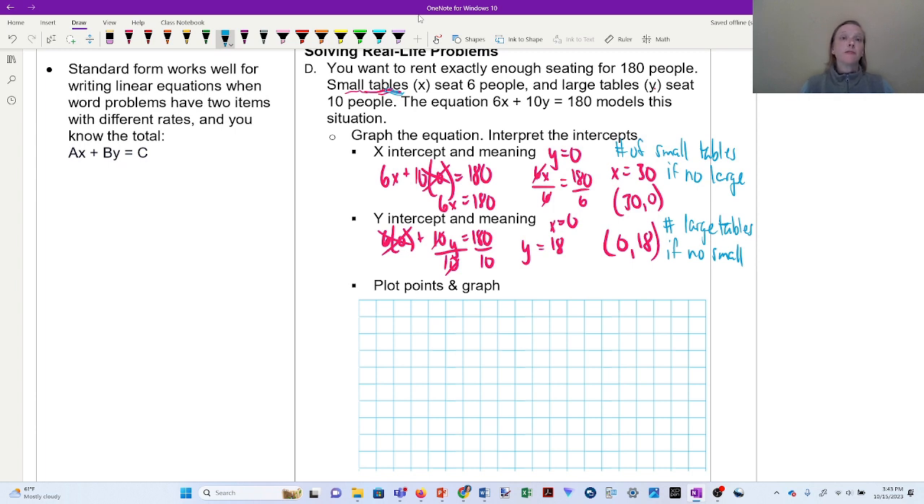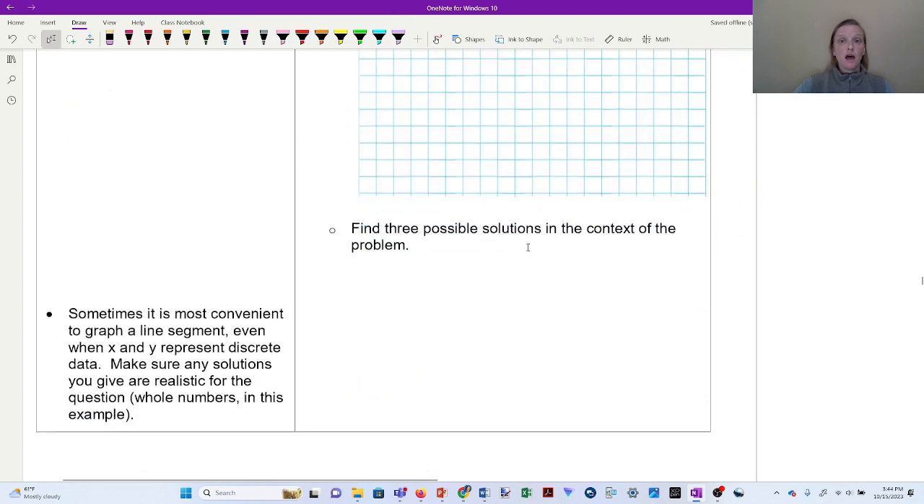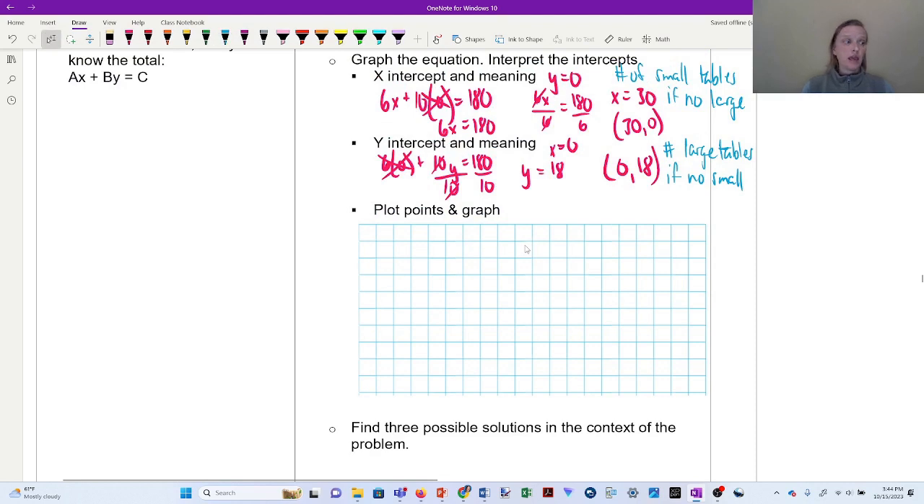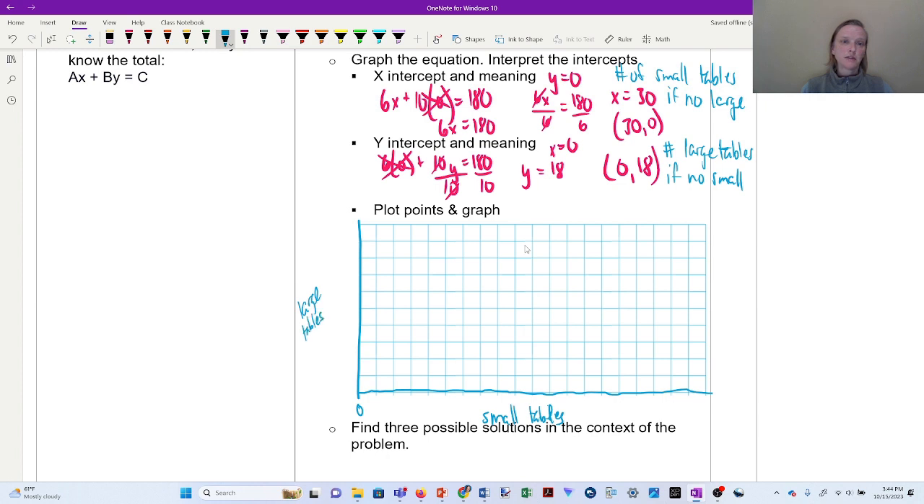So now I understand the meaning of those intercepts. I just need to actually plot the points now. It doesn't make sense to have a negative number of tables in this problem. You can't have a negative number of tables. So I'm just going to draw my axes here so that I only have positive values of x and positive values of y. And if I start with 0 here, remember the x is the number of small tables. So I've got small tables on this axis, and I have large tables on the y-axis.